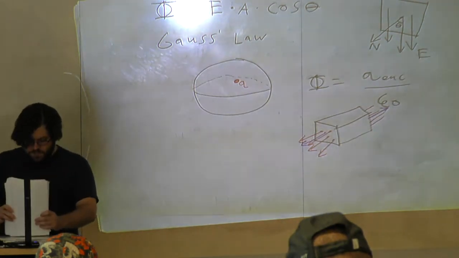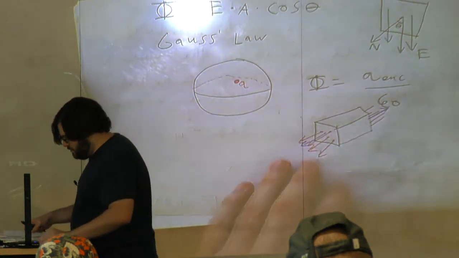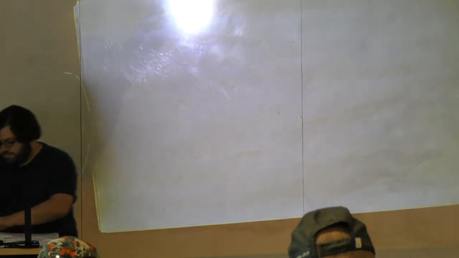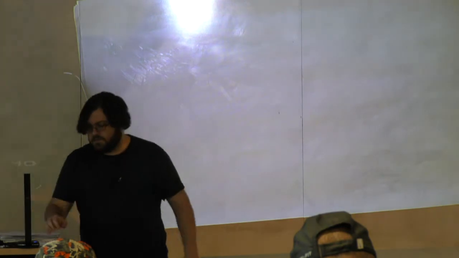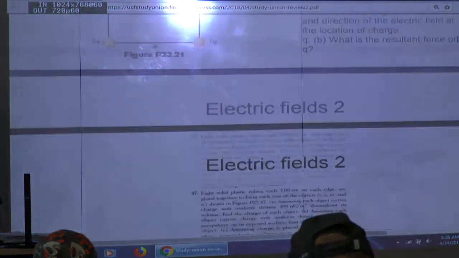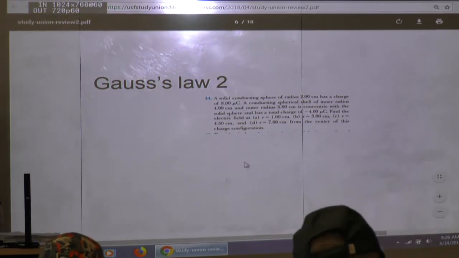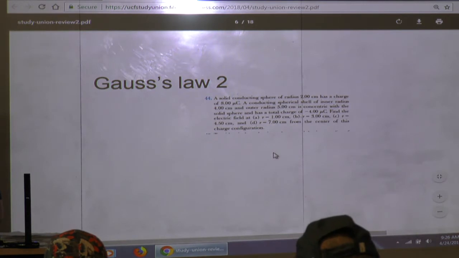I have a problem for us to do. If I can get the computer to work, then we'll do a problem. 1, 2, 3. Can you read that? I can make it bigger.